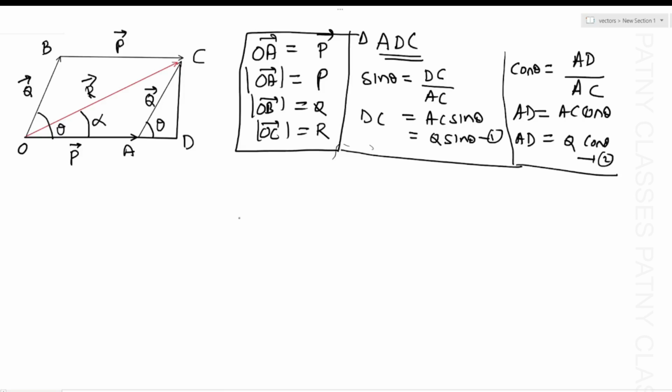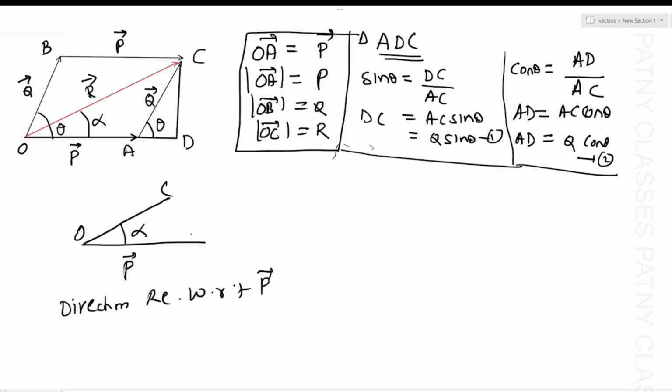Now from the figure I would like to find the direction of the resultant. Direction of the resultant means, this is OC and this is vector P, and the angle between OC and vector P is alpha. Alpha is called the direction of the resultant with respect to vector P, and I would like to find out the alpha value. It is also very easy. First, tan alpha equals the opposite side upon the adjacent side, that is CD upon OD, which is nothing but OA plus AD.